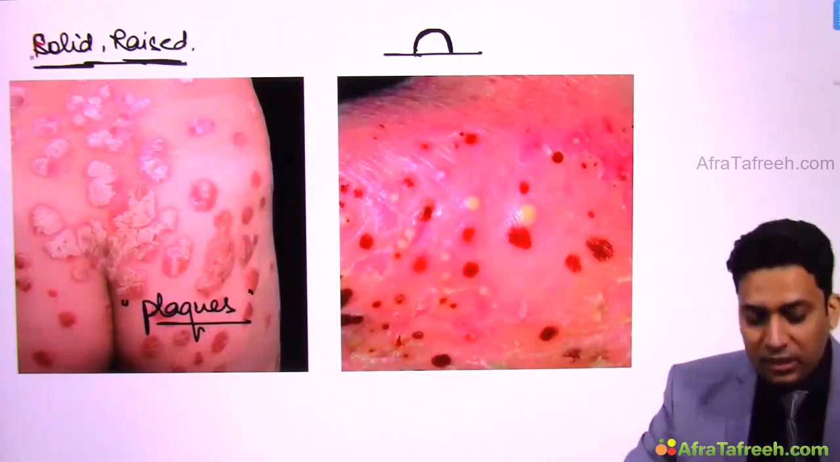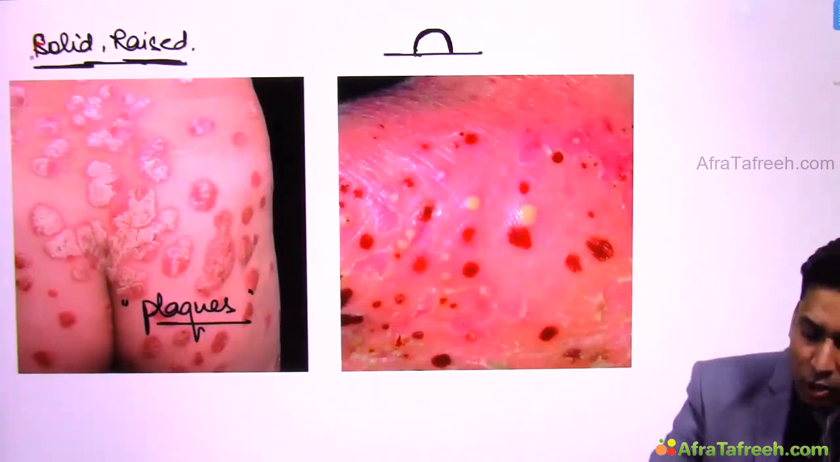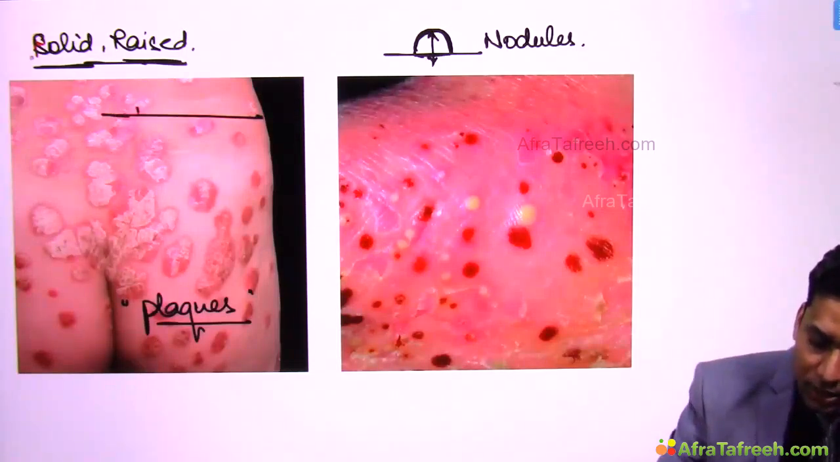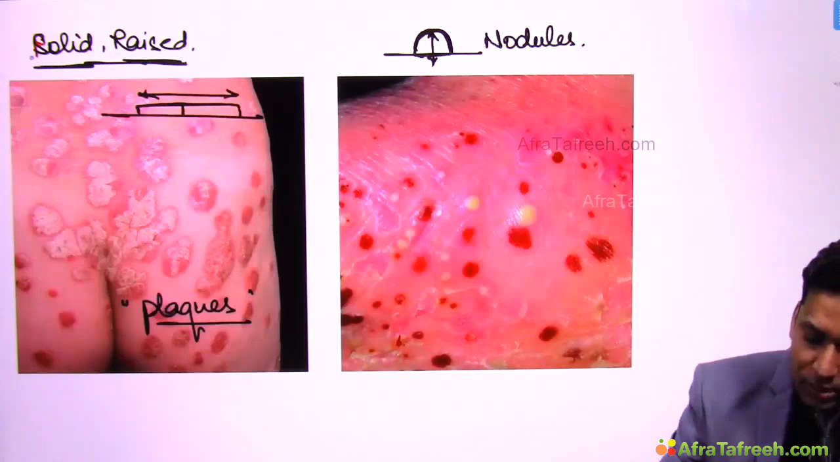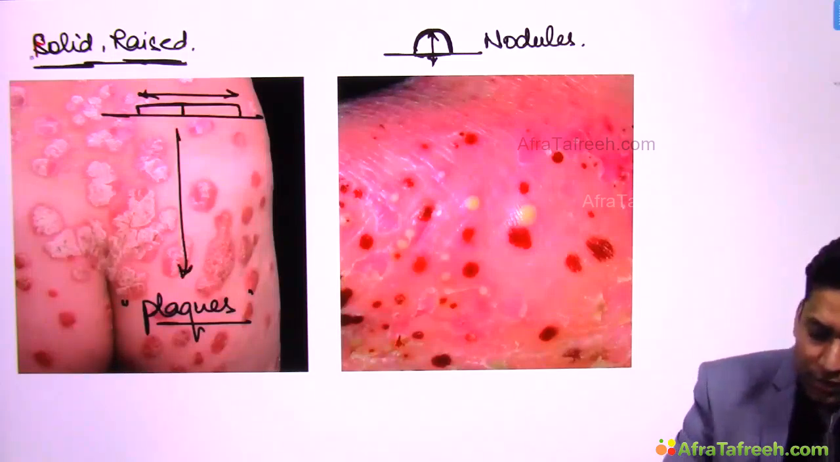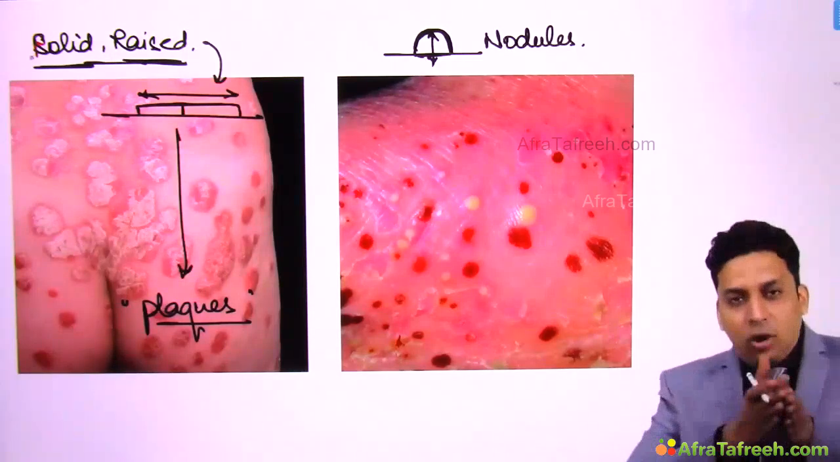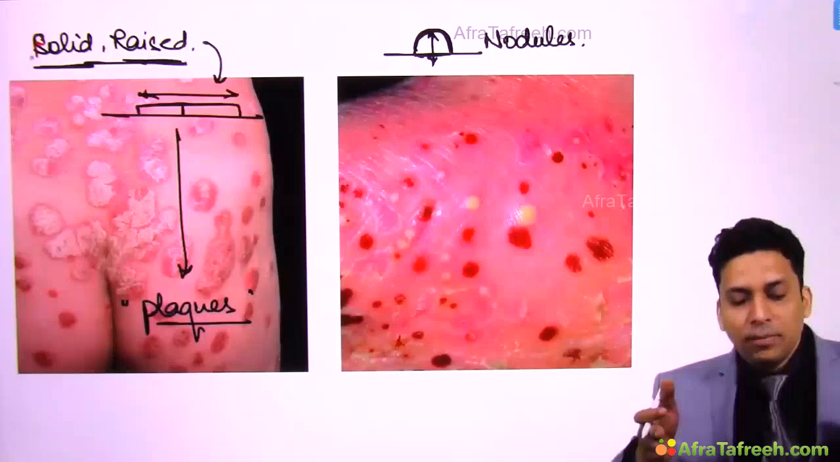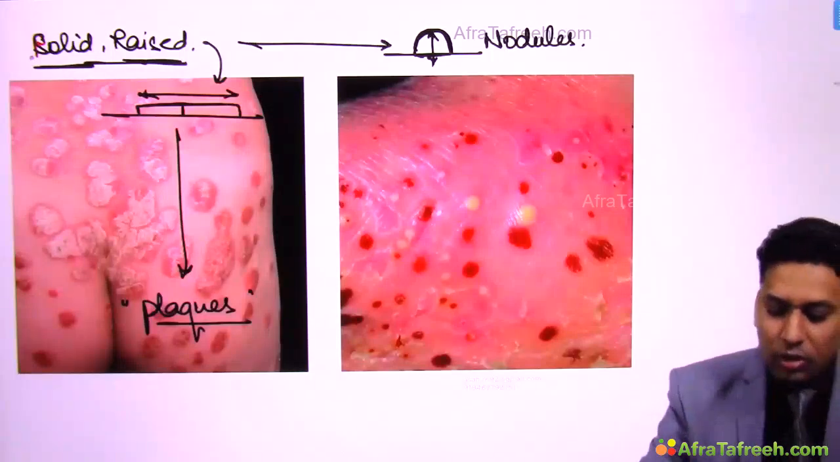What is the difference? The difference is that in a nodule, which we have already discussed, the vertical diameter is more than the horizontal diameter, while here this lesion is slightly flat and horizontally it is more, vertically it is less. So this is a plaque. If the solid raised lesion is horizontally more, we call it plaque, but if it is vertically more, we call it nodule.